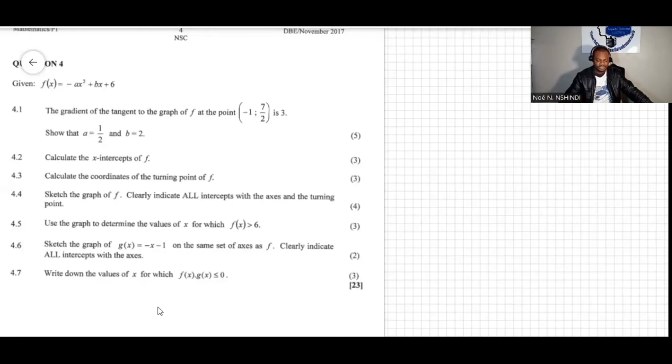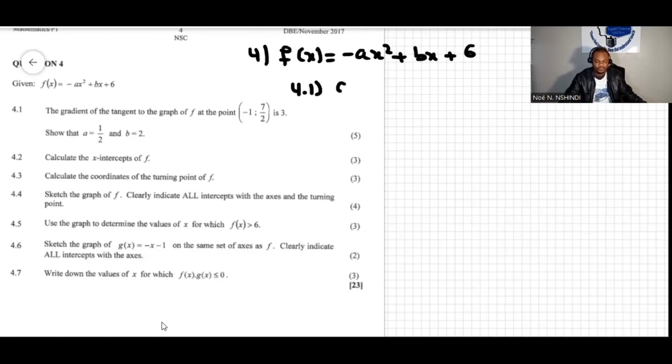Now, I'm going to start by writing the question over here. Question 4 is given that f of x equal to negative ax squared plus bx plus 6, and then 4.1, we want to prove that a equals a half and that b equals 2.